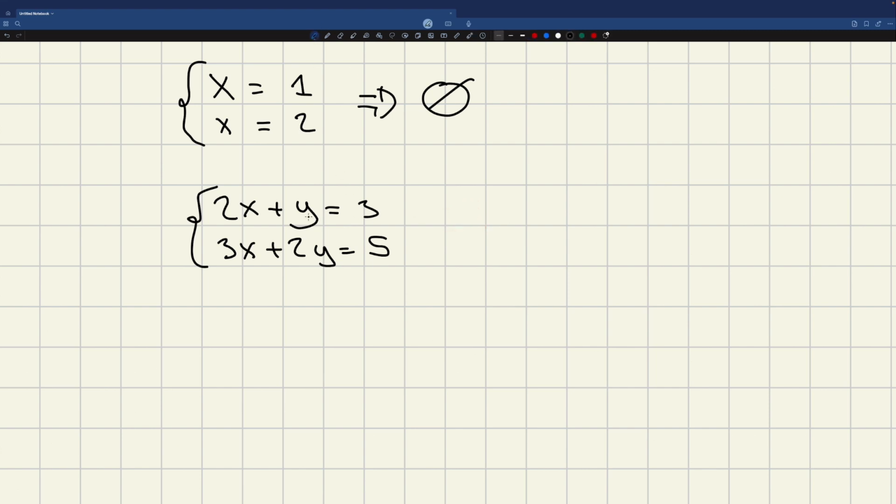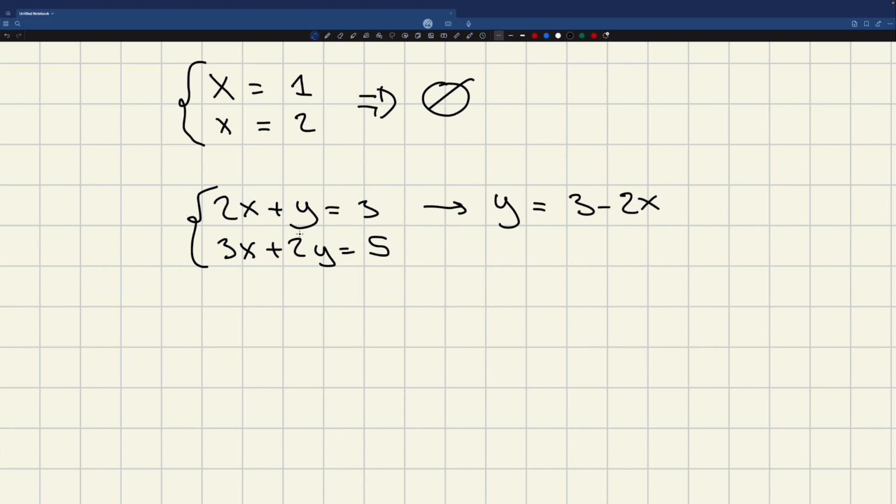Pretty simply. First, let's express y in terms of x. So how do we do that? Well, in the first equation, we just subtract 2x. Subtract 2x over here, which gets rid of this, which leaves us with y equals 3 minus 2x. So let's write that down. Usually what I do is I put a little arrow, and I say y is equal to 3 minus 2x.